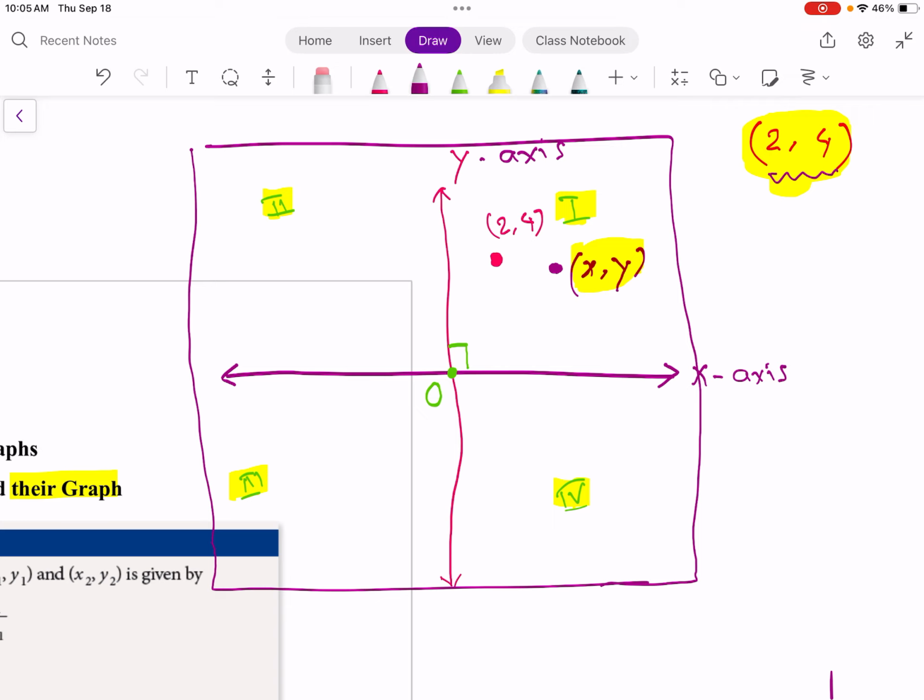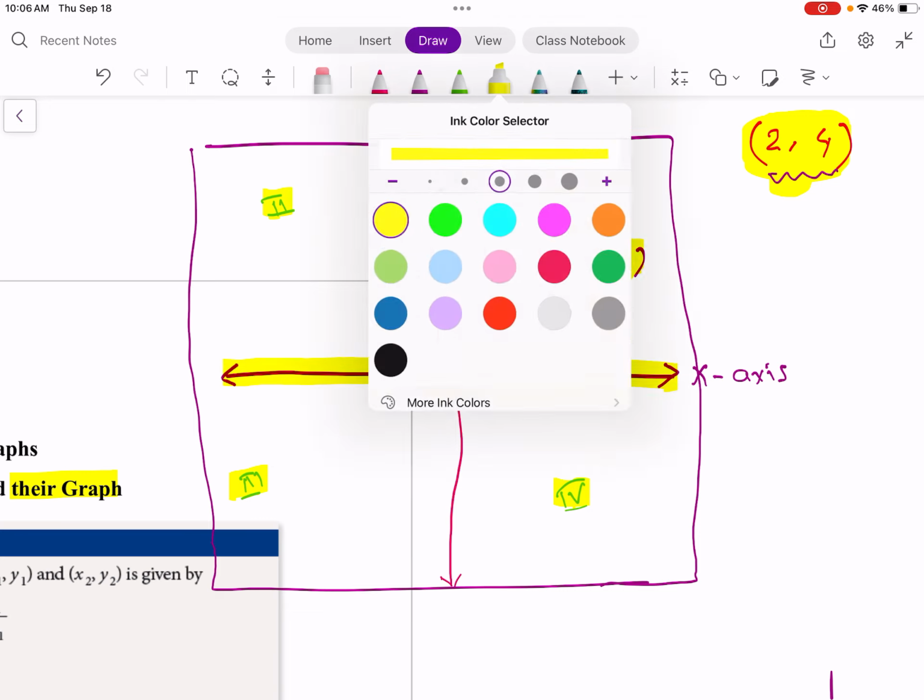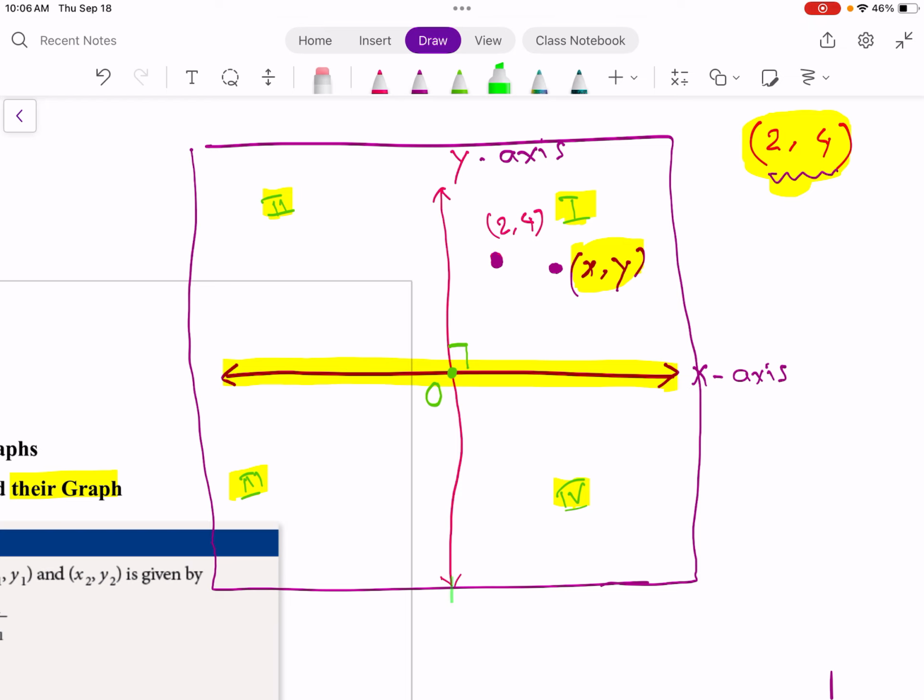So how far is this point from the x-axis? This horizontal line is our x-axis, okay? The horizontal line is the x-axis. The vertical line is the y-axis. Now we have a point (2, 4). So this is the point (2, 4) on a plane. Now how far is this point from our horizontal line, the x-axis? 4 units. Okay, and how far is the same point from the vertical axis, the y-axis?